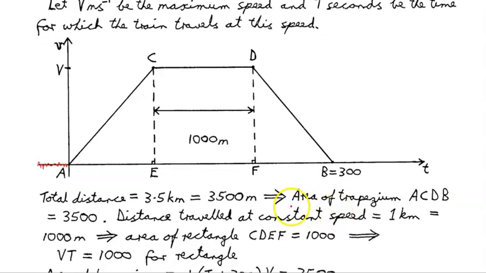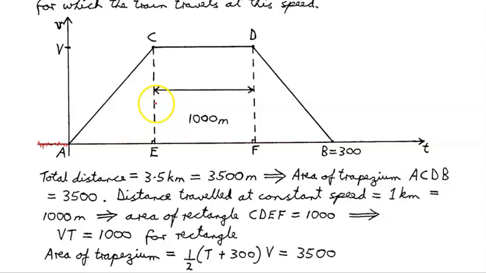The distance traveled at constant speed will be 1 kilometer or 1,000 meters, and so the area of this rectangle CDFE will be 1,000 meters squared, which means we can write the relation: the area of this rectangle has got to be equal to the base length, which is capital T units in time, and our height, which is capital V. So capital V times T is equal to 1,000. That gives us the area, base times height.